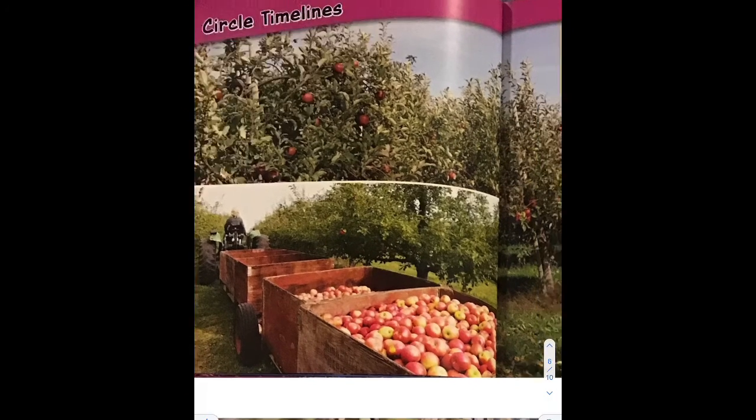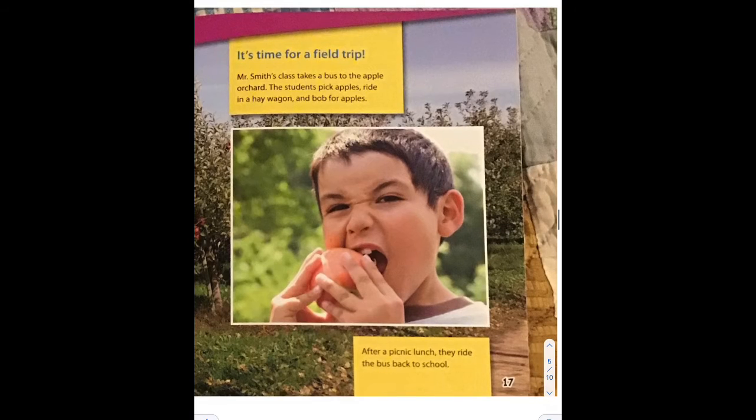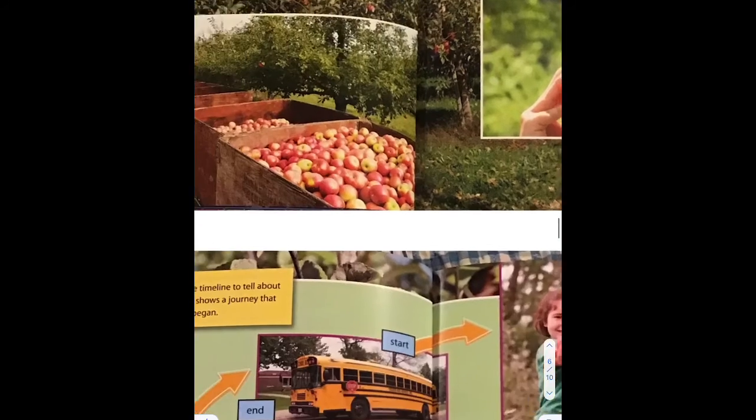Circle timelines. It is time for a field trip. Mr. Smith's class takes a bus to the apple orchard. The students pick apples, ride in a hay wagon, and bob for apples. After a picnic lunch, they ride the bus back to school.